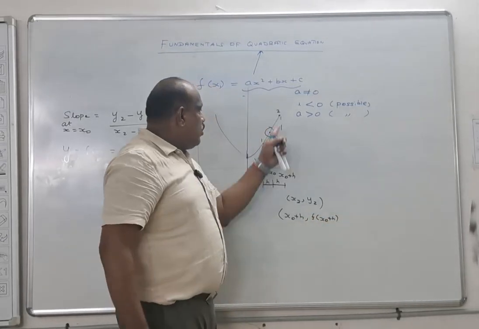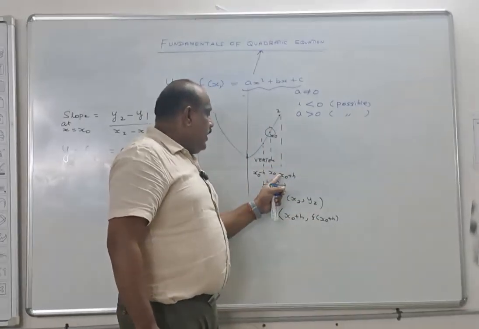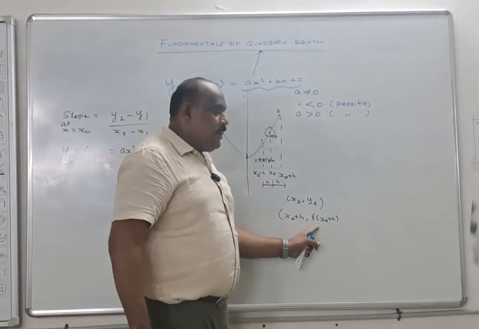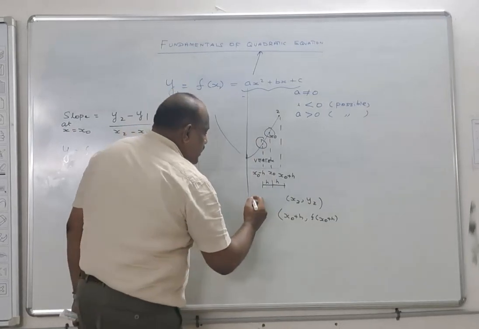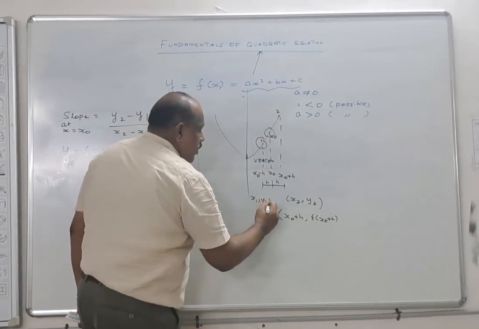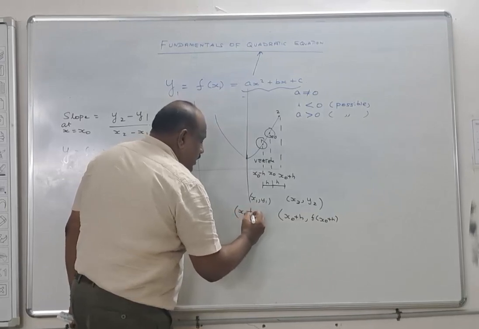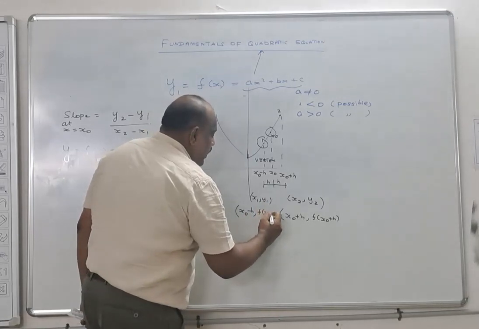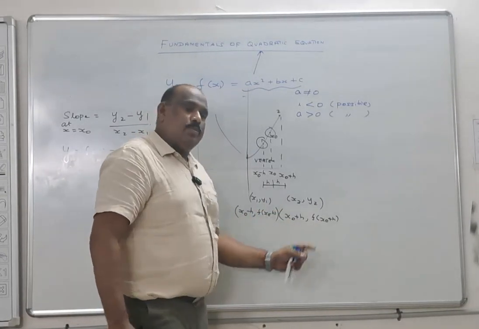The coordinate at point 2 is x2 comma y2. But what is the value of x2? x naught plus h. What is the value of y? f of x naught plus h. Now let us come to point number 1. What are the coordinates? x1 comma y1. What is x1? Very good, x naught minus h. What will be y1? Very good, f of x naught minus h. So this is x1 y1, and this is x2 y2.